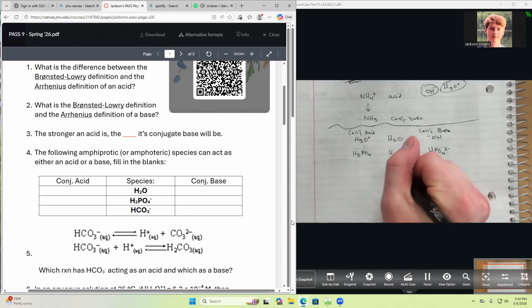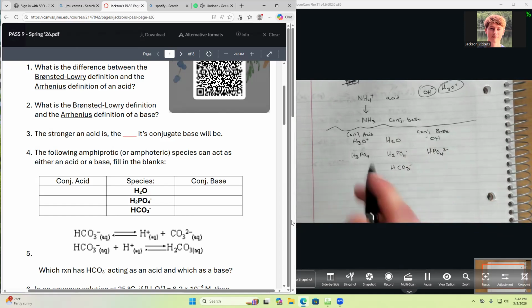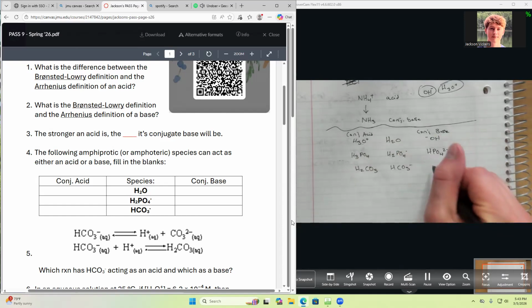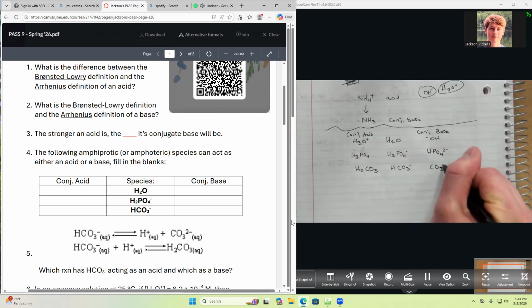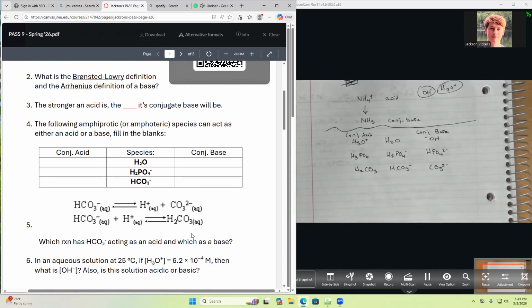Cool. And then same idea with this last one, HCO3 minus. If we're adding a proton to form its conjugate acid, it'd become H2CO3. And this is now a neutral species. And if we were acting as an acid and forming its conjugate base, we would get CO3 2 minus. So the polyatomic ion stuff from 131 does come back up again in the acids and bases units. Okay. Do we feel pretty good with that stuff?